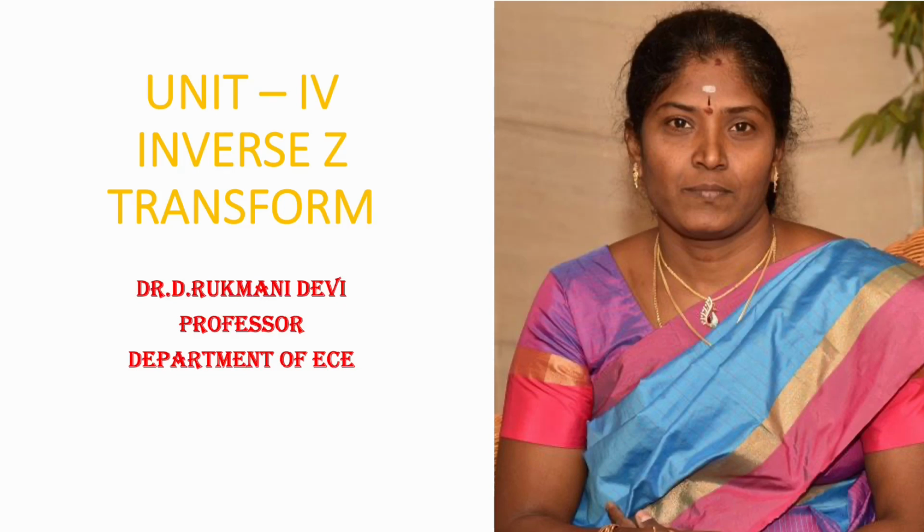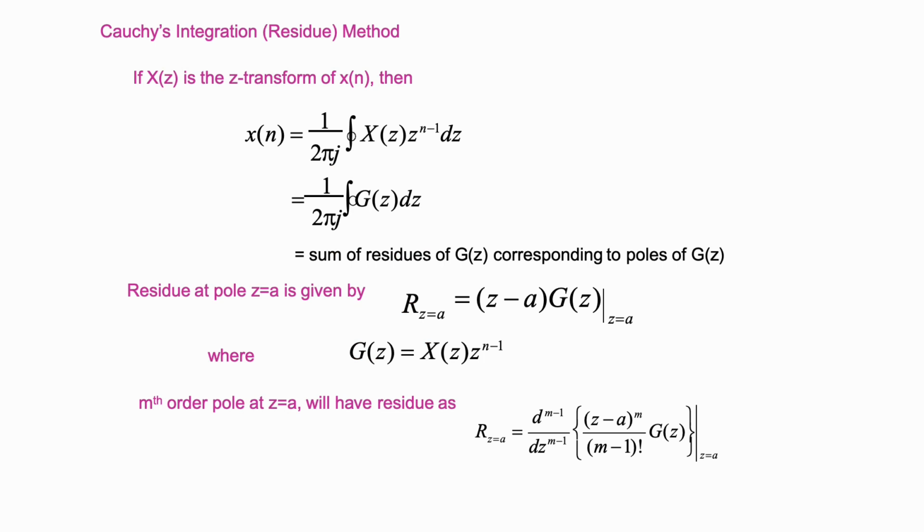Good morning, students. Now we can see the inverse z transform. So this is the Cauchy integration residue method. Here X(z) is the z transform of x(n), then x(n) is equal to 1 by 2 pi j times the contour integral of X(z) z power n minus 1 dz. So this is the inverse z transform formula.